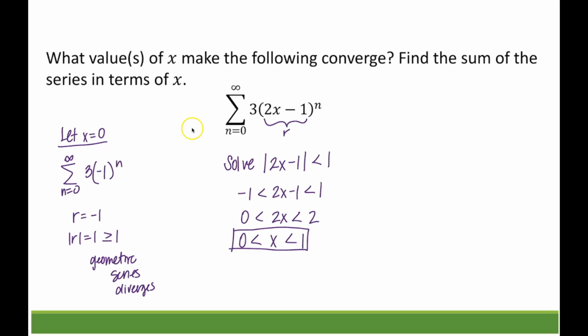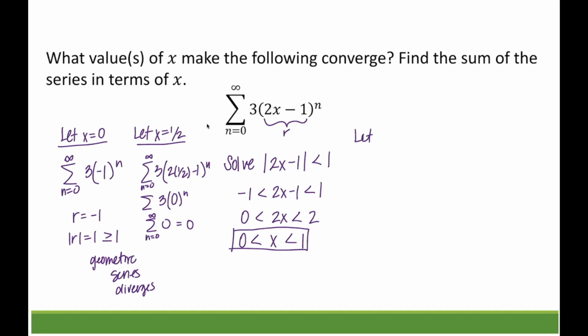Let's check, right? Let's pick a value in this interval. I'm going to pick what's right in the middle here, just 1/2. So if I substitute in x is equal to 1/2, now I'm going to have the sum of 3 times 2 times 1/2 minus 1 to the n from n equals 0 to infinity. Well, that's 3 times, ooh, this is interesting. So 2 times 1/2, that's 1. 1 minus 1 is 0. 0 to the n, that's just 0. So I'm adding up 0 infinitely many times. Does that converge? Yeah, it does. I mean, it's boring, but it does. It ends up just being 0. So yeah, 1/2 works. Let's try a different value because that was kind of boring, right?